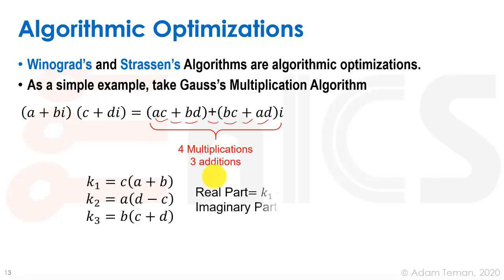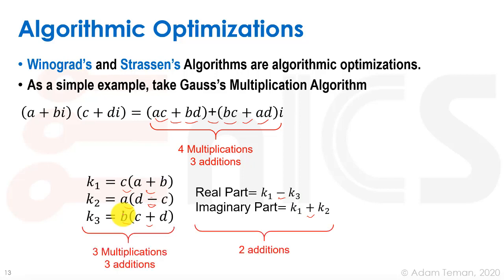However, we can make this simple kind of transformation. K1 equals C times A plus B, K2 equals A times D minus C, and K3 equals B times C plus D. So here we have 3 additions, subtraction is like an addition, and 3 multiplications. Now, once we have these intermediate values, the real part is just K1 minus K3, so that's another addition, and the imaginary part is K1 plus K2, so that's another addition. Altogether, we got 5 additions and 3 multiplications.